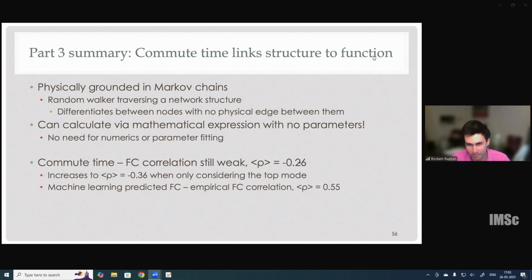But overall, our results are weak. It's only a 0.26 correlation. If we do some dimensional reduction, try to remove some noise, we're able to enhance it to 0.36, but it's still not as strong as we'd hope. And interestingly, as a side note, machine learning, the all-powerful machine learning, is also not able to get perfect correlation. It does much better than us, but it's still only at 0.55. So there seems to be a lot of interesting things going on in terms of structure and function, not being purely determined by each other. That definitely warrants more investigation.